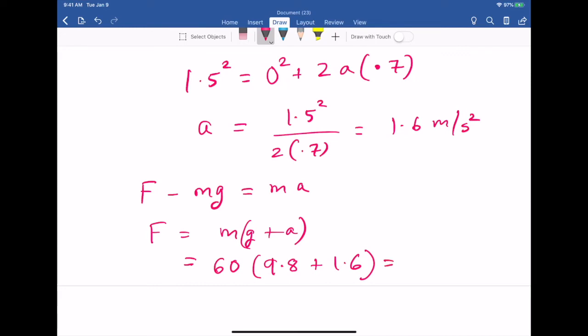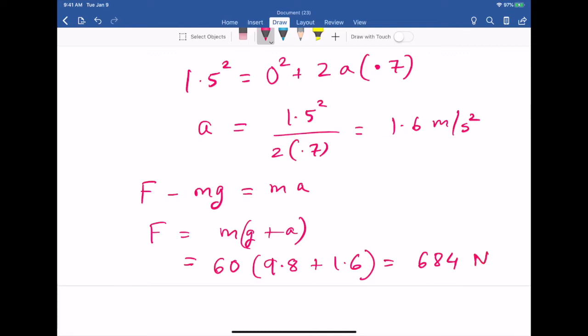So what does that come to? 60 times 9.8 plus 1.6 gives 684. So approximately 684 newtons. And that is the force that she needs to exert.